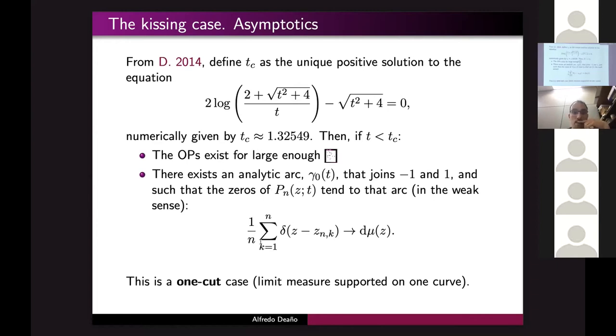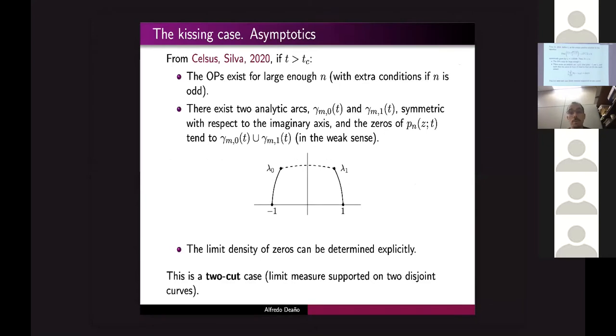And the limit zero distribution is a measure, an absolutely continuous measure, quite explicit, that lives on an analytic arc gamma zero that joins minus one and one. So this is a standard one cut case, which is the formation of, if the parameter is not too large, then you are not going too far away from what you have when t is zero. Okay. So this one cut case is terminology, probably not only from orthogonal polynomials, but also from random matrix theory, for example.